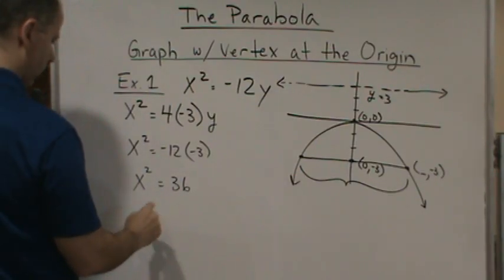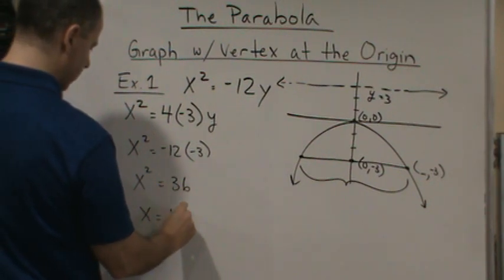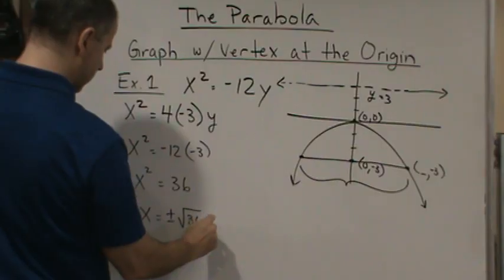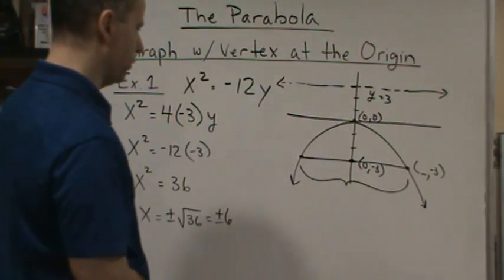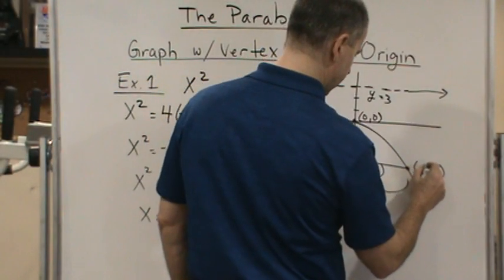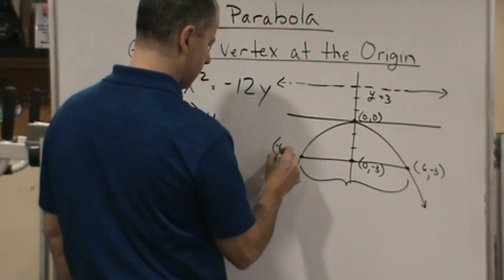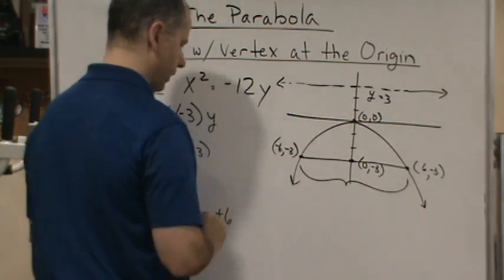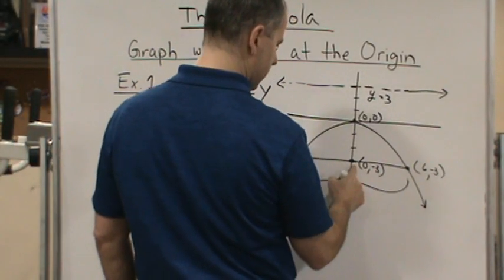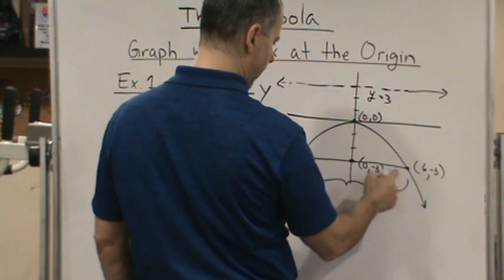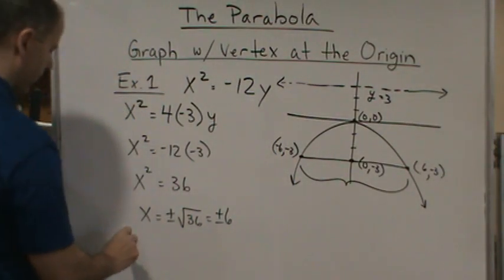So now if we take the square root of both sides, we get x equals plus or minus the square root of 36, which is equal to plus or minus 6. And so there we go. We got our 2 points. So this is going to be 6 comma negative 3, and this will be negative 6 comma negative 3. And so now we know that both points are 6 units from the y-axis, so that means that the focal diameter is equal to 12.